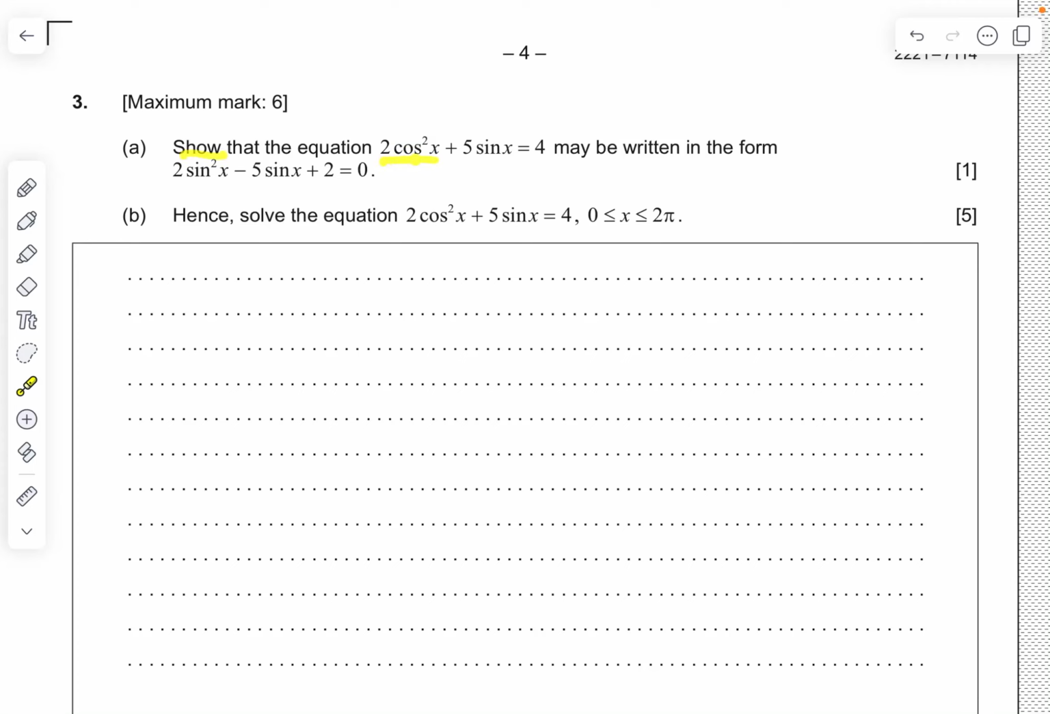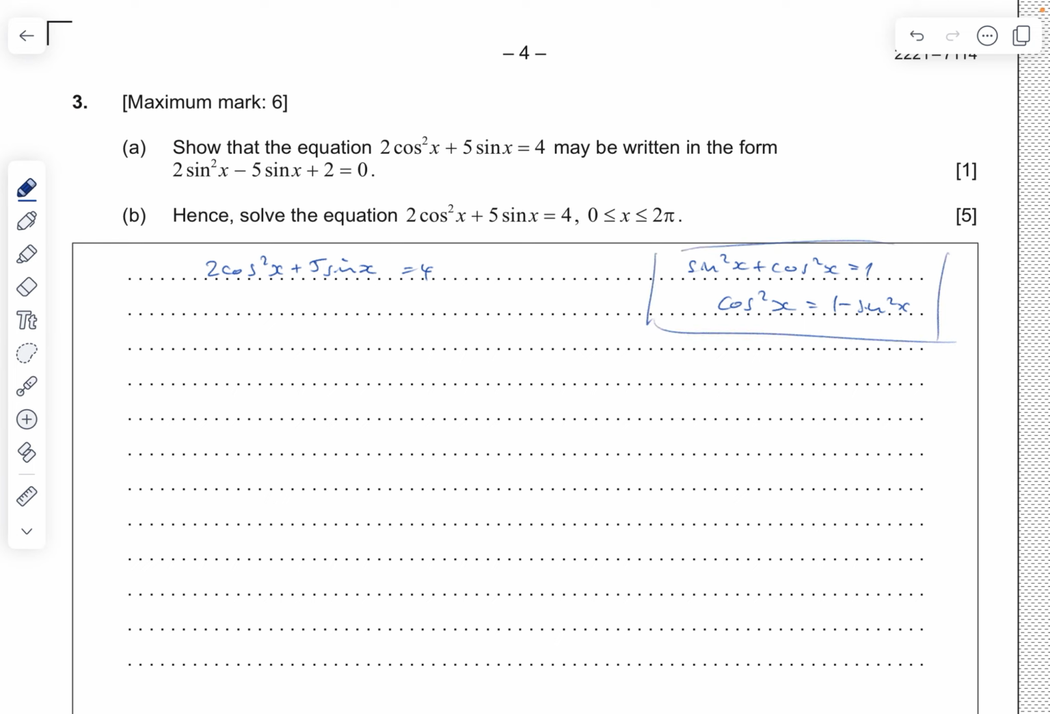Shows another proof that this can be written in this form. So let's start off with 2 cosine squared x plus 5 sine x equals 4, and we want it all in terms of sine. Since sine squared x plus cosine squared x equals 1, cosine squared x equals 1 subtract sine squared x.